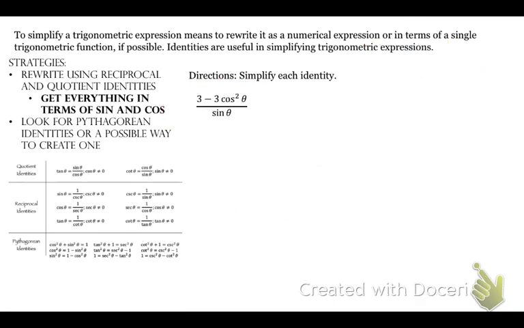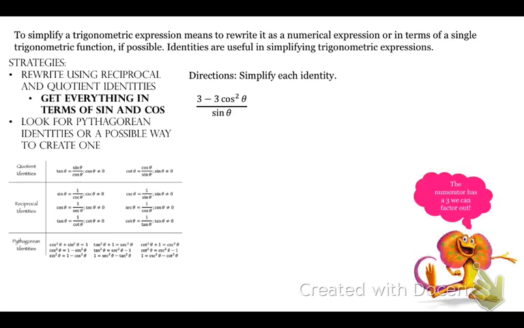Let's do another one. So 3 minus 3 cosine squared of theta over sine of theta. Well, on top, we can factor a 3 out of there. So I can factor a 3 out, and I'm left with 1 minus cosine squared of theta over sine of theta. Well, 1 minus cosine squared of theta is sine squared of theta, so that's 3 sine squared of theta over sine of theta. One way that helps me, and I think it'll help you guys, is if you write out that sine squared as sine times sine, well then those sines cancel and we're left with 3 sine of theta.